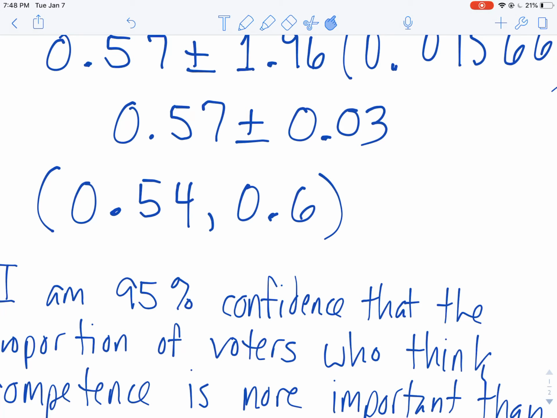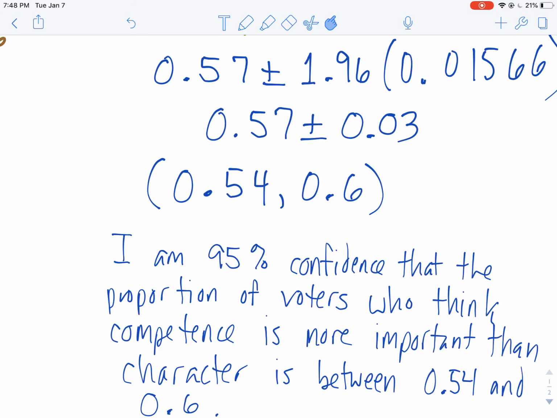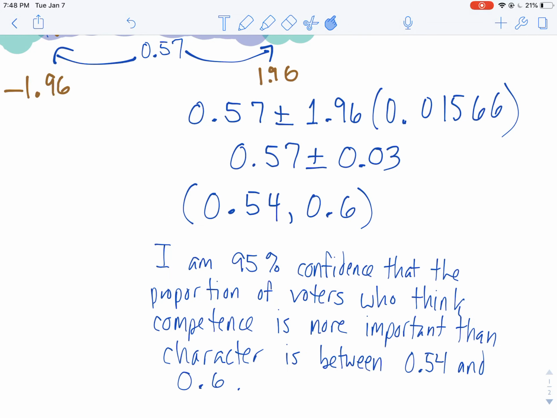We might have just gotten a sample that was really heavy of people who were in favor of competence instead of character. It's possible that maybe only 1% of US voters think that that's more important. And we just happened to get a sample that was a lot different than our parameter. That happens. That's why we create these confidence intervals. It gives us a nice net to try and catch the parameter. And we can say, well, it could be here or it could not.